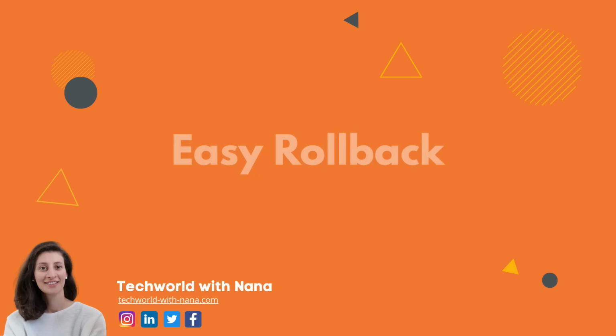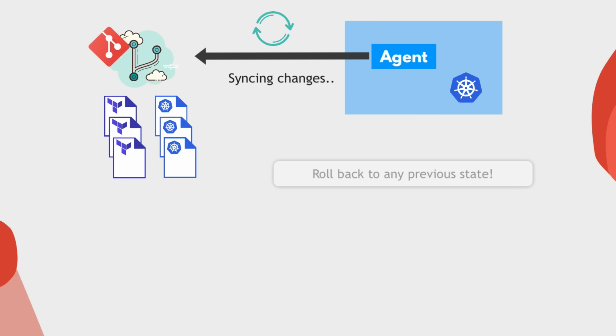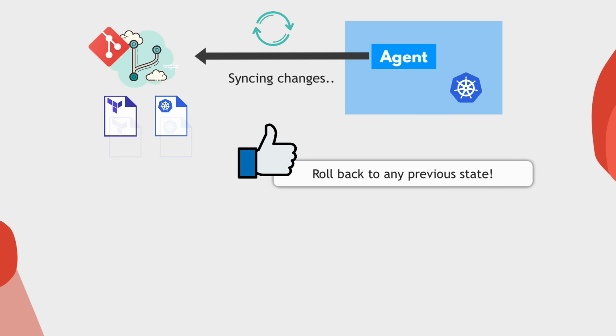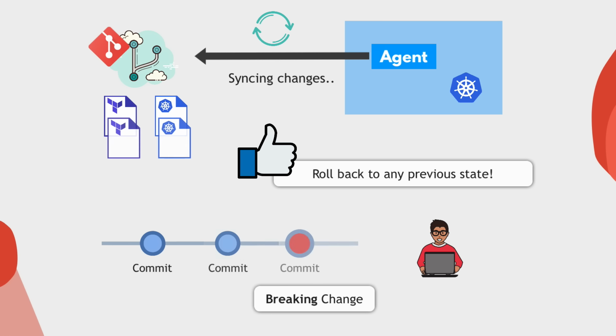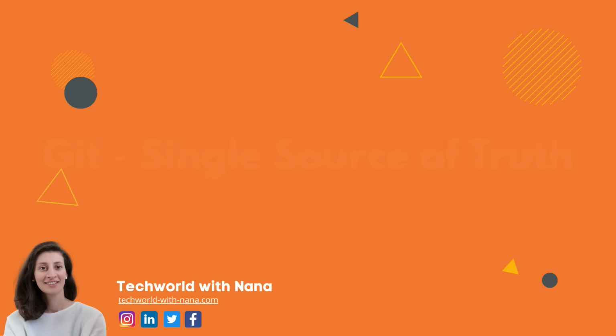And now let's see how GitOps makes an easy rollback possible. Now, when you have the version control for your code and the changes in the repository are automatically synced to the environment, you can easily roll back your environment to any previous state in your code. And that could be another big advantage. For example, if you made changes that break something in the environment, so your cluster doesn't work anymore, you can just do git revert to undo the latest changes and get the environment back to the last working state.